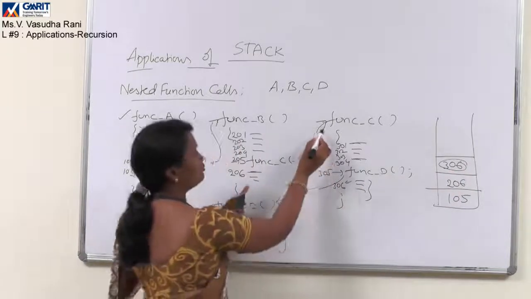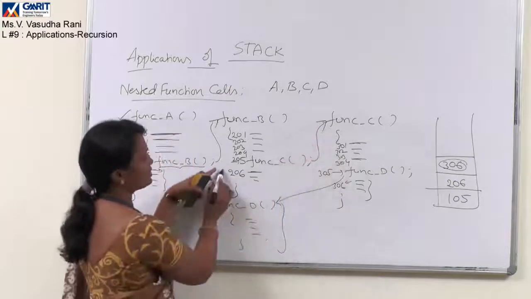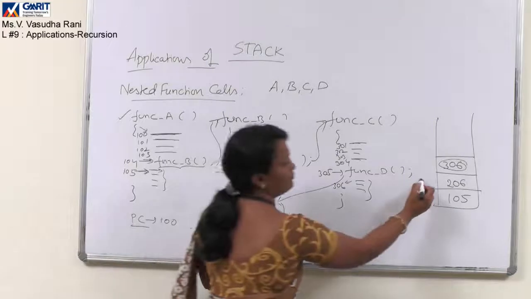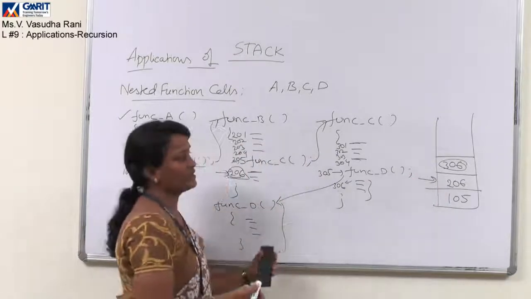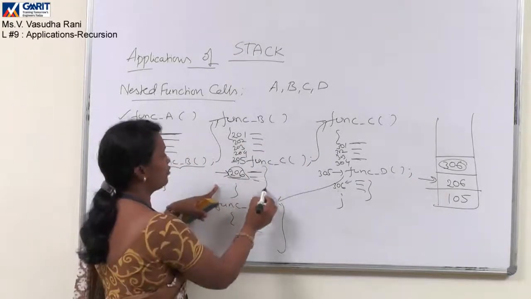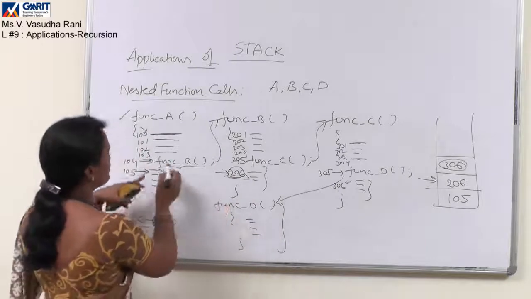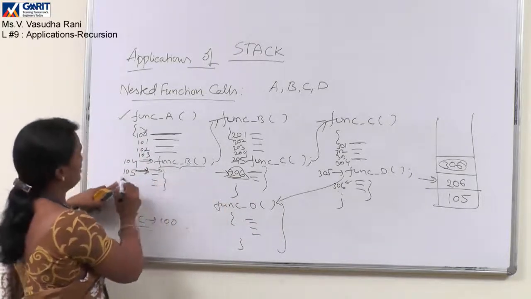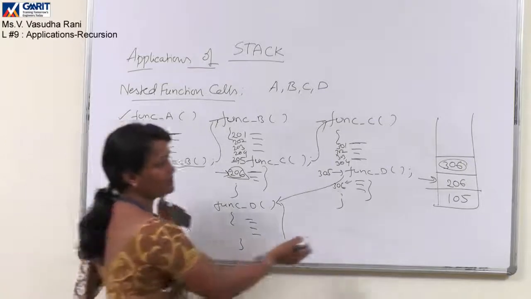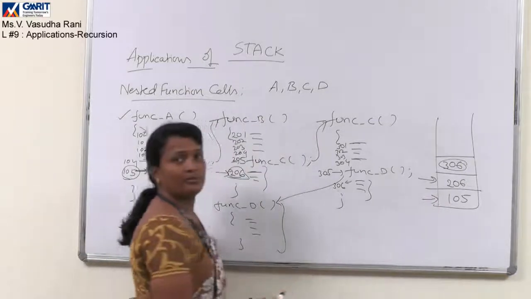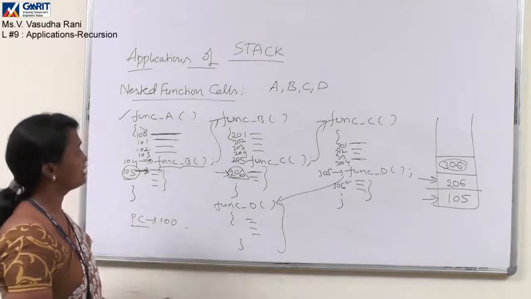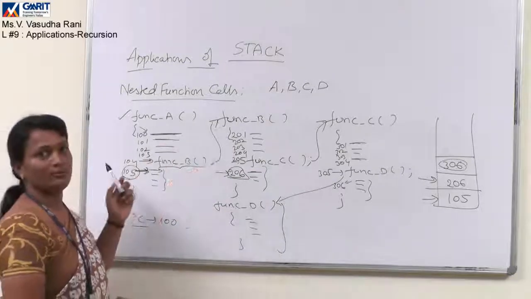Once this is over, control moves from function C to function B, this part. How to get this address? Again the top of the stack, it is 206. Once this part is over, control moves back to the next instruction after function call B. It is 105. How to get this address? This address can be retrieved from the stack as 105. So this is the second example to understand the application of stack.